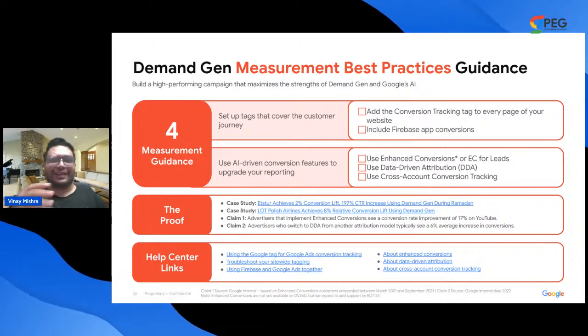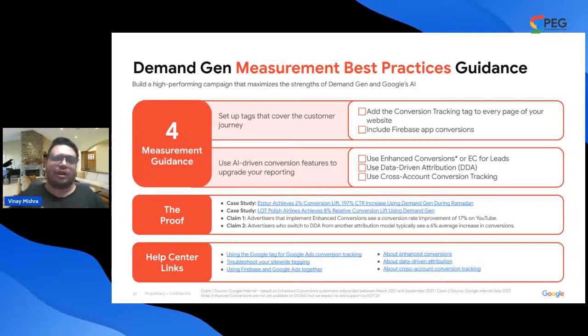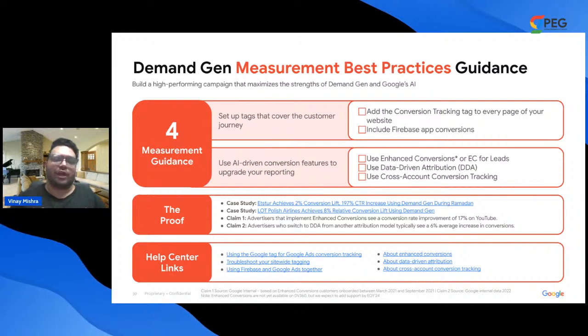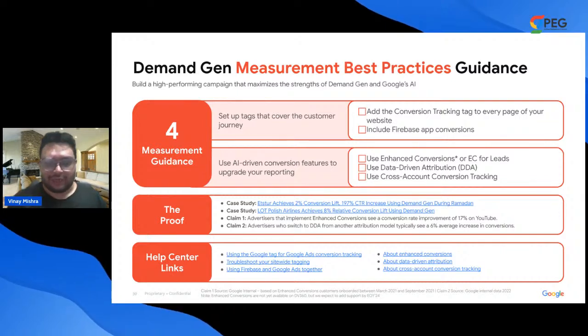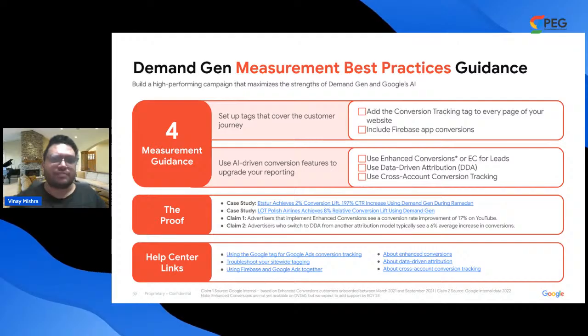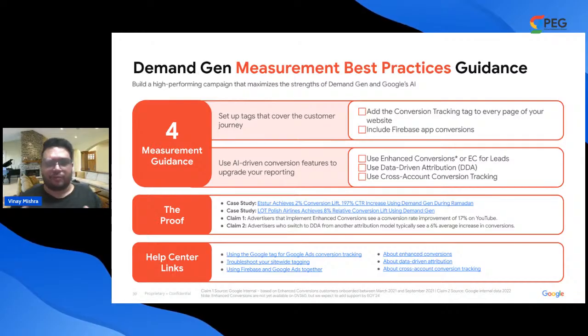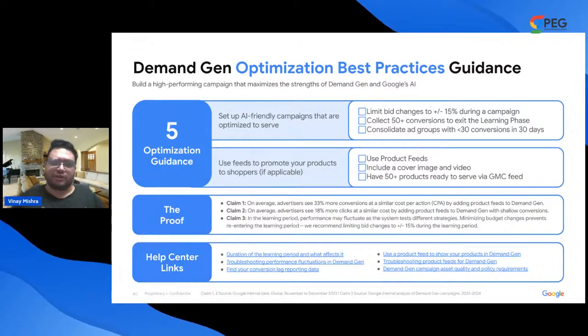And then, make sure that you're using the data-driven attribution model and cross-account conversion tracking. So again, you can make sure that this is incorporated while you're setting up your Demand Gen campaign. Or if you have an existing Demand Gen campaign, please make sure that this is something which you go ahead and try to have as a measurement best practice for your Demand Gen campaign.